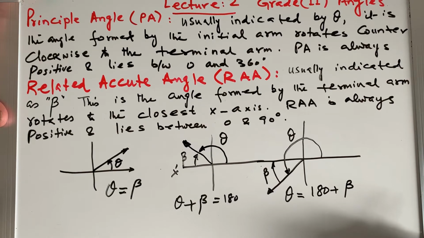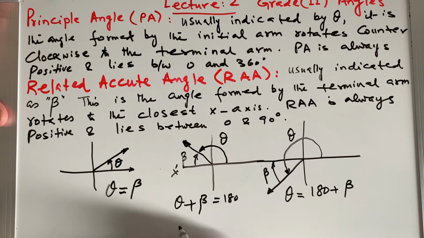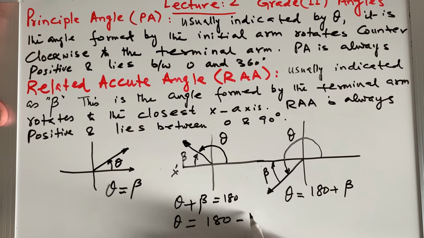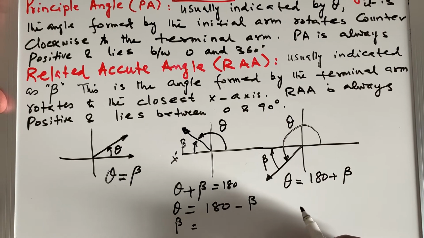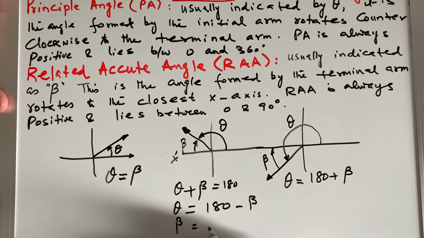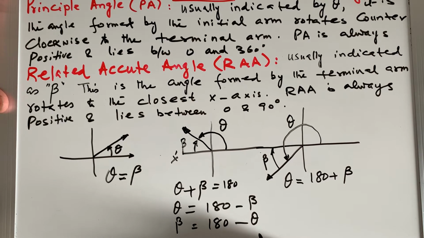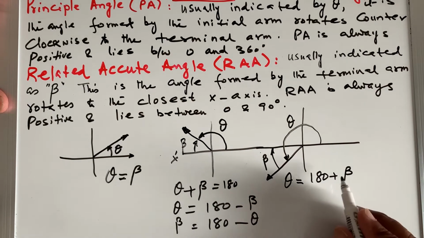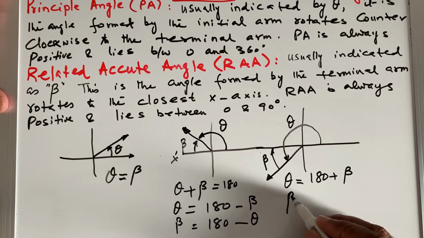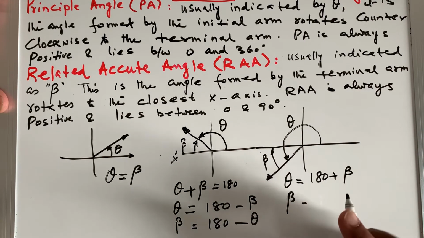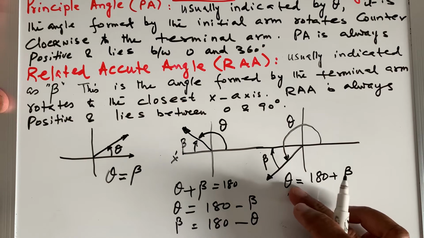And in the second quadrant, theta plus beta is equal to 180 degrees, right? So I can rearrange it: theta is equal to 180 minus beta, or beta is equal to 180 minus theta. So these are the relationships we need to develop to understand what my angles are, right? So theta is equal to 180 plus beta, or in other words, theta minus beta is equal to 180 degrees, right?